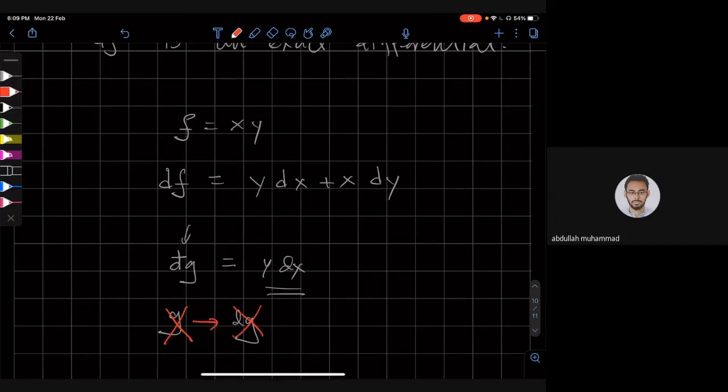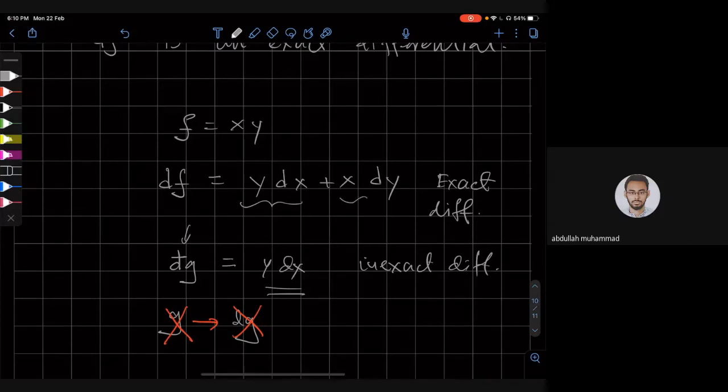So this is an exact differential. It's also called an exact form. This one by itself is an inexact differential. This one by itself is also an inexact differential, but together they are exact.